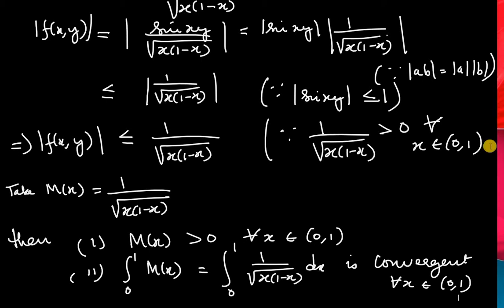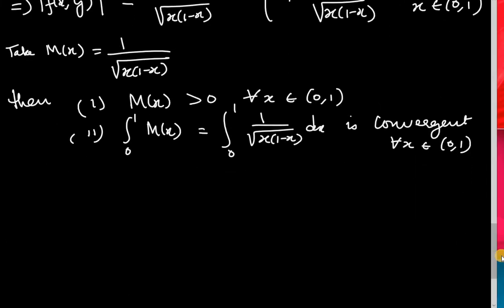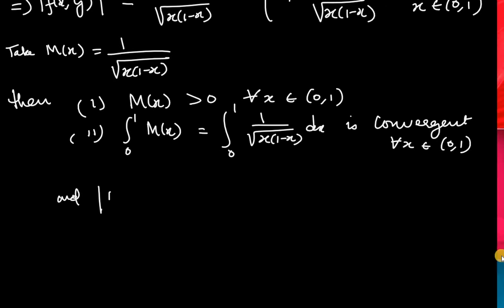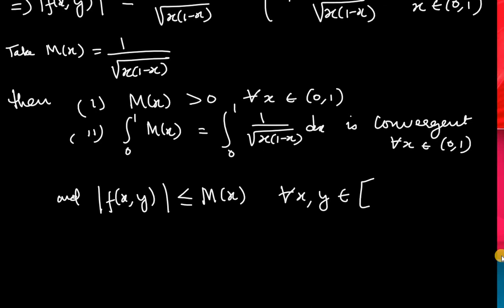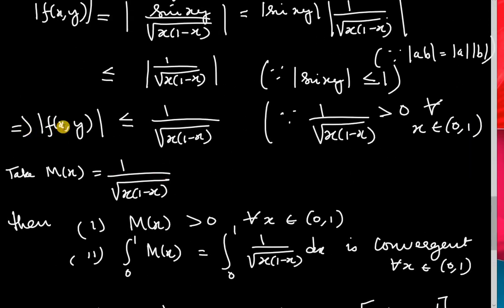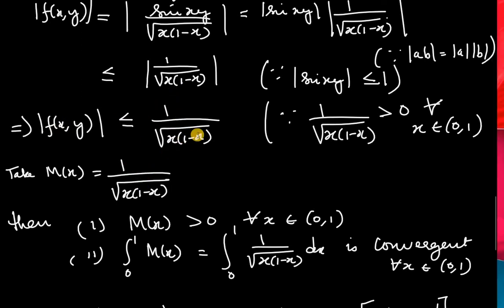And lastly, what we notice is that mod f(x,y) is always less than or equal to M(x) for every x and y belonging to the rectangle, where x is from 0 to 1, and y can be from c to d. Since I have taken M(x) to be this one, mod f(x,y) also satisfies the third condition of the Weierstrass M-test, that is, it is less than or equal to M(x).